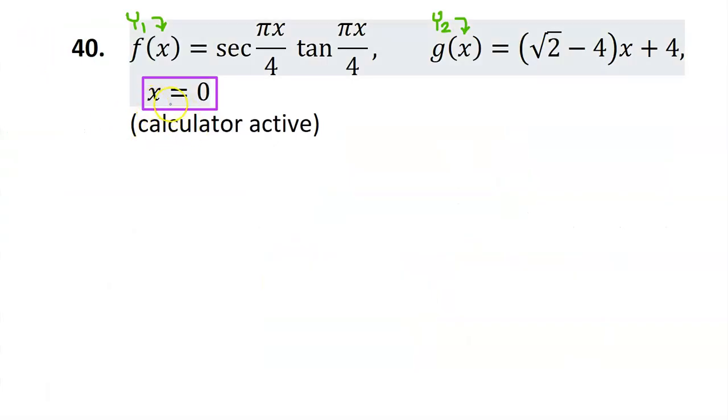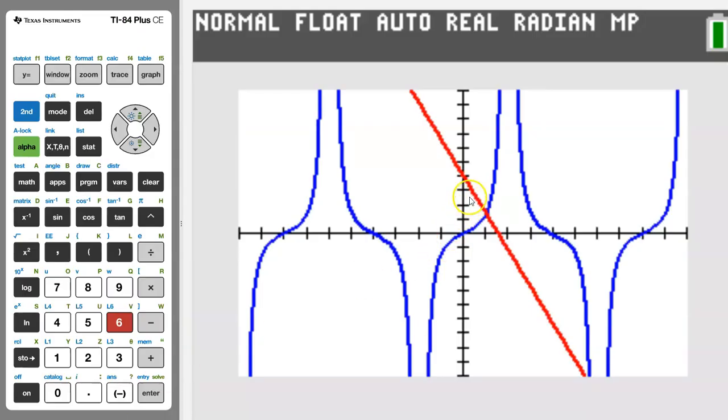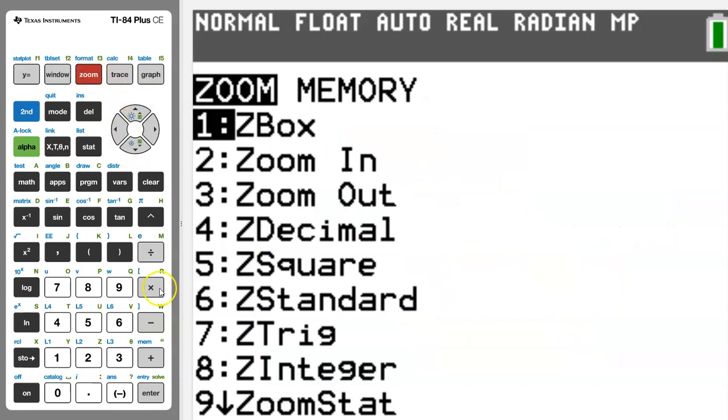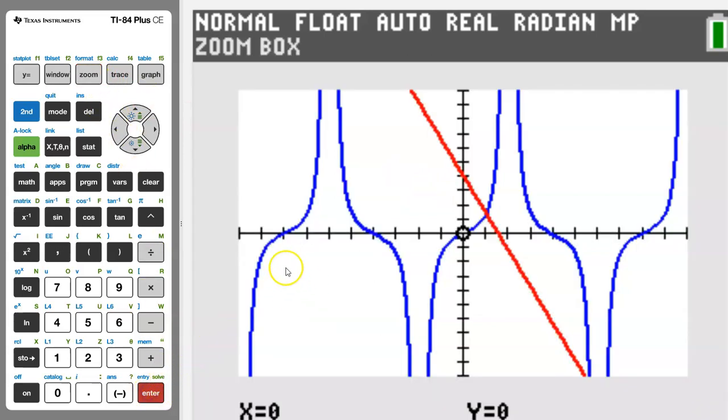Don't forget that x equals 0 is also a boundary. That's the y-axis. So keeping that in mind, it's this tiny little area right here between the y-axis and the blue curve and the red line. That is the area that we're trying to calculate. So I'd like to zoom in on this. I think I'm going to try zoom box, which is kind of fun.